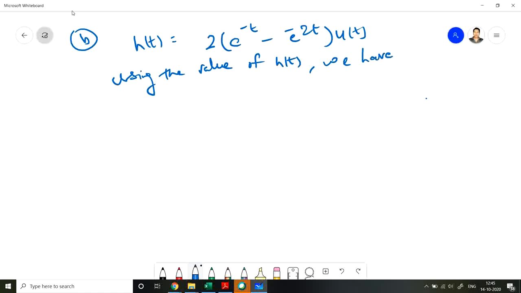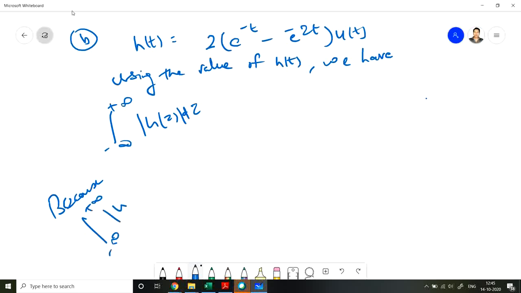the integral from minus infinity to plus infinity of modulus of h(tau) d tau. First we need to find this integral, because if the LTI system is BIBO stable, then the integral of modulus of h(tau) d tau should be less than infinity. It should be bounded. The impulse response should be integrable. So we are going to calculate this value.